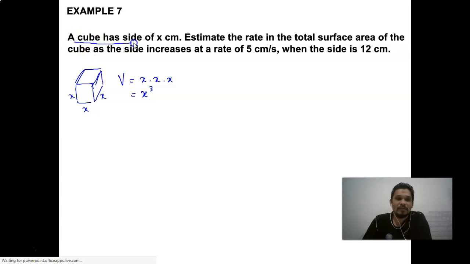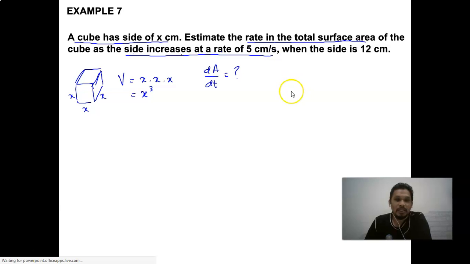So a cube has side x centimeter. This is the first information from the question. Estimate the rate of change of the total surface area. If I define this one as dA/dt, the rate of change of the total surface area of a cube has something to do with time. And the side increases at the rate of 5 cm per second.